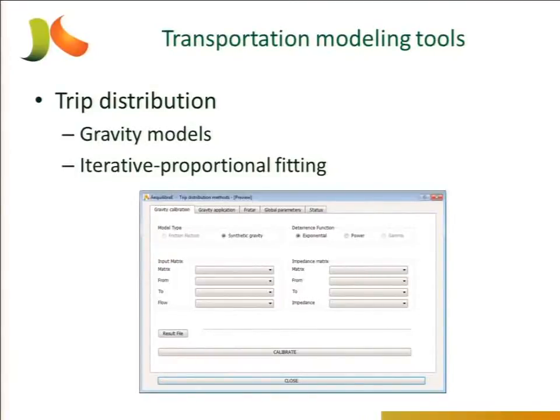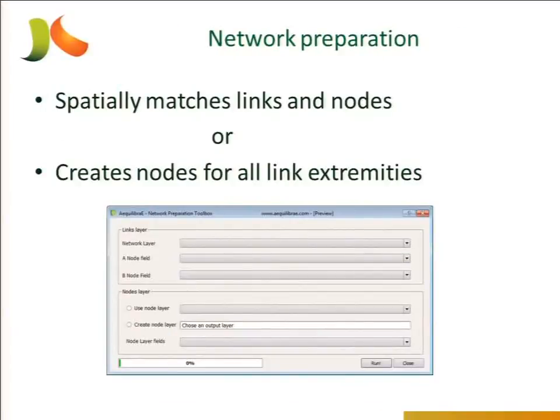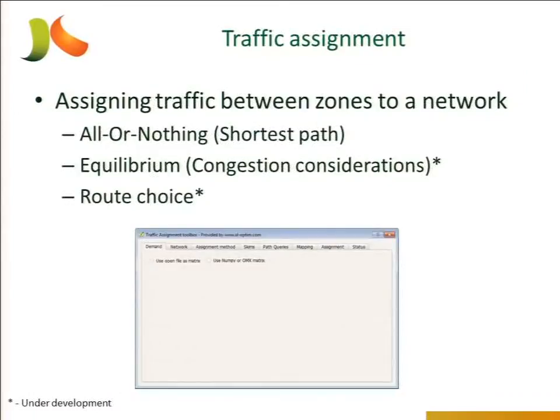And then after that, I was just building a bunch of GUIs for trip distribution, for network preparation, and for traffic assignment. For traffic assignment, there is the standard all-or-nothing assignment. There's Equilibrium, which has congestion considerations.